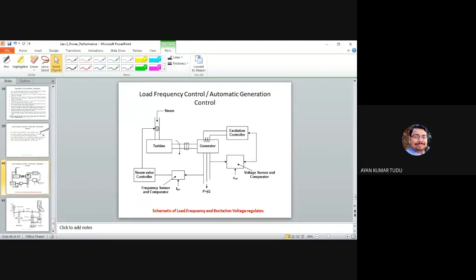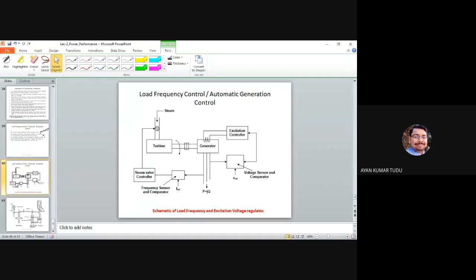So these controllers that we are seeing here, the excitation controller or the steam valve controller, are set for a particular operating condition. Please remember this. They take care of very small changes in load demand without the frequency and voltage exceeding the prescribed limits. I'm again repeating, the controllers are set for a particular operating condition and they take care of small changes in load demand without the frequency and voltage exceeding the prescribed limits.